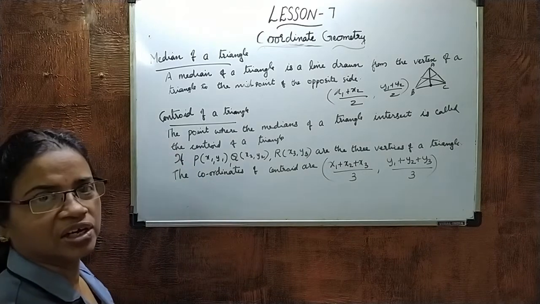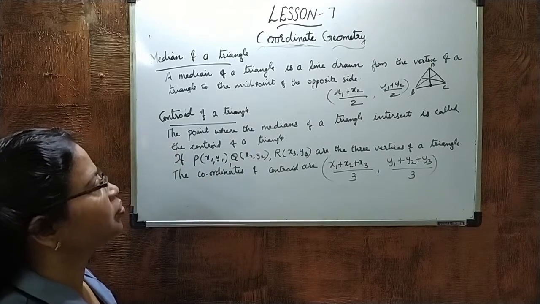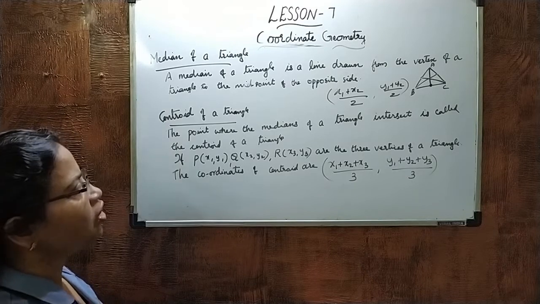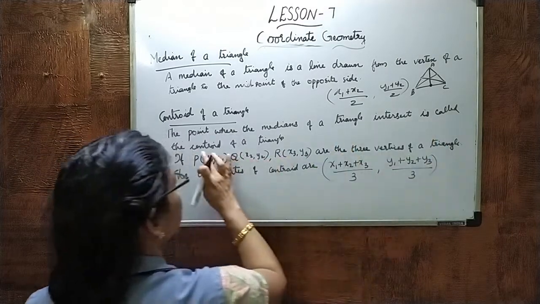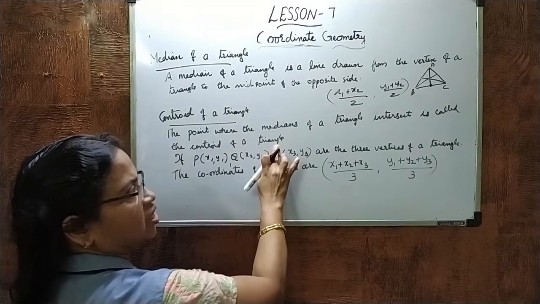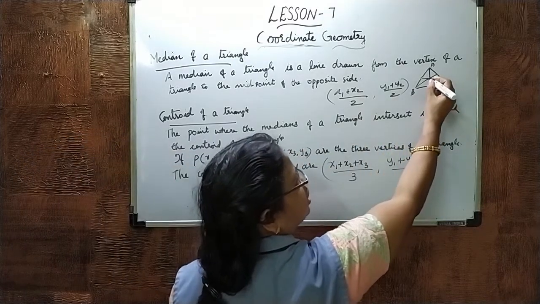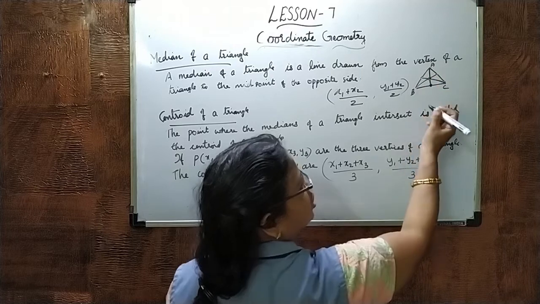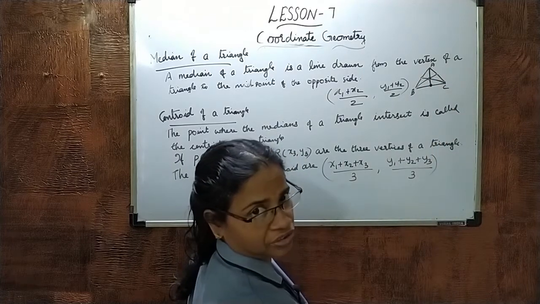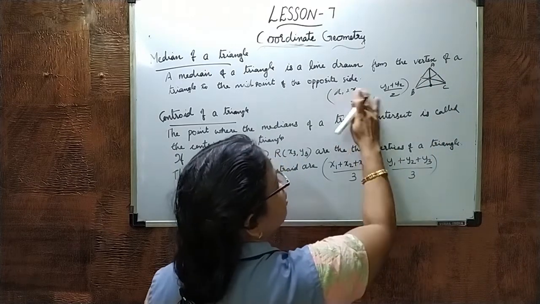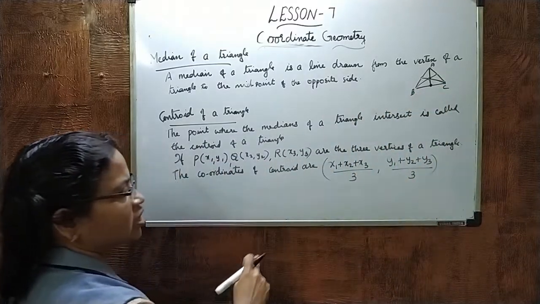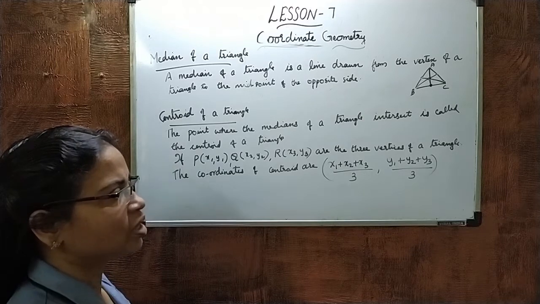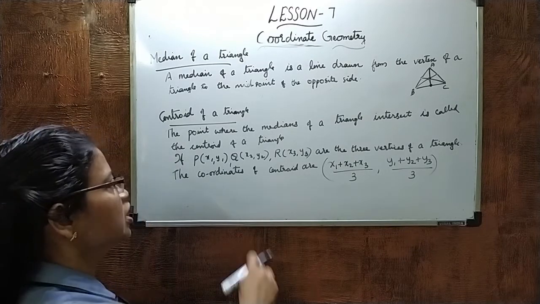Centroid of a triangle. Centroid of a triangle means the point where the medians of a triangle intersect is called the centroid of a triangle. Now look where it intersects. This point is called the centroid. And the formula for the centroid is (x1 plus x2 plus x3) divided by 3.